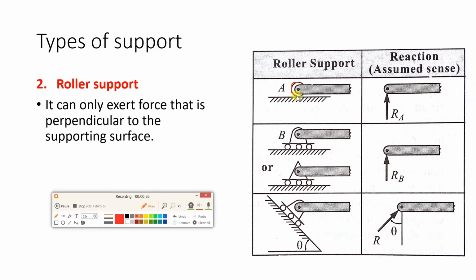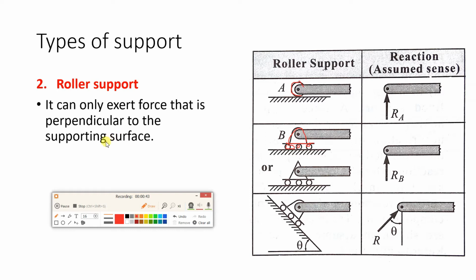Okay, so here you can see this is a roller support, then this is also a roller support. Wheels are shown over here. Similarly, this is also a roller support, and this is an inclined plane, and here also we have a roller support.